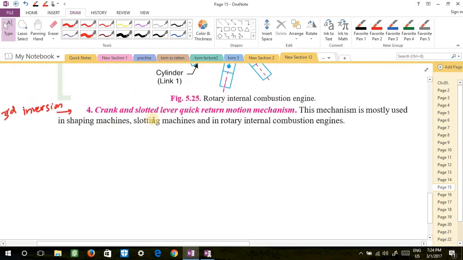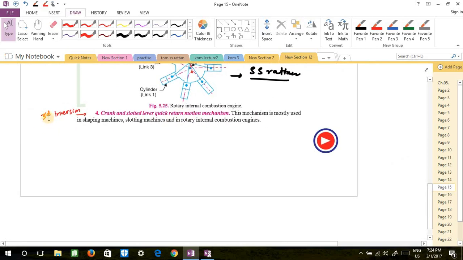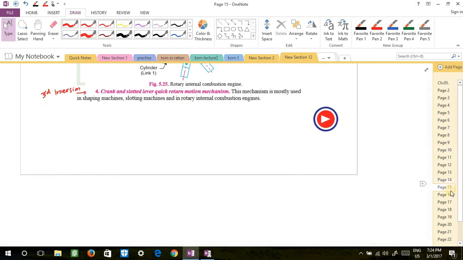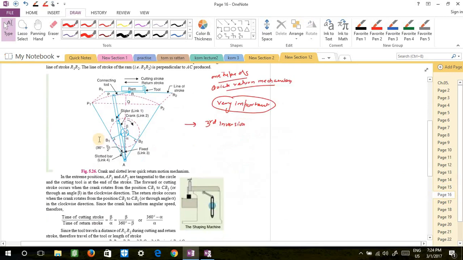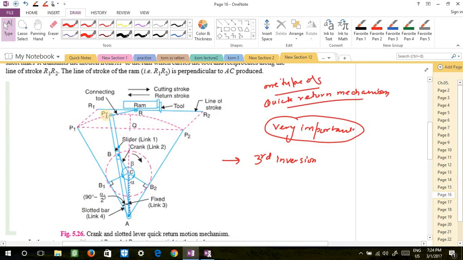Next is crank and slotted quick return motion mechanism. This is the third inversion, and the diagram of this is represented on the next page. Here I have mentioned, this is the diagram of crank and slotted quick return motion mechanism. It is a type of quick return mechanism. If I ask you to explain the quick return mechanism, this will be one quick return mechanism. It is very important. I have also noted it down over here. This is known as the third inversion of single slider crank chain.